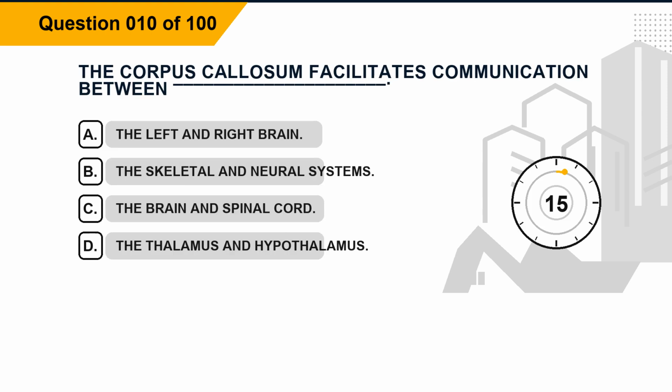Question 10. The corpus callosum facilitates communication between blank. Option A. The left and right brain. Option B. The skeletal and neural systems. Option C. The brain and spinal cord. Option D. The thalamus and hypothalamus. The correct answer is option A.